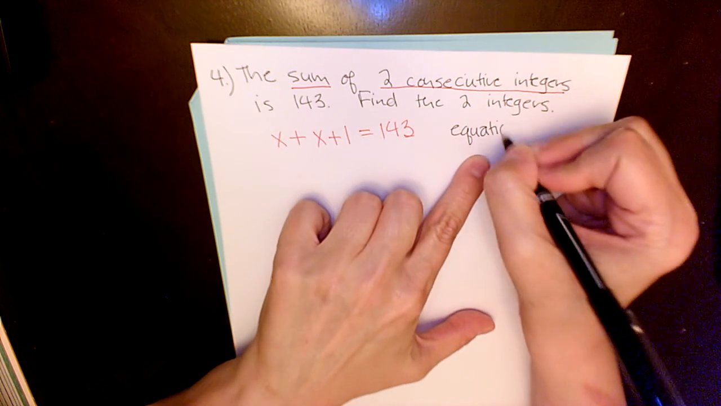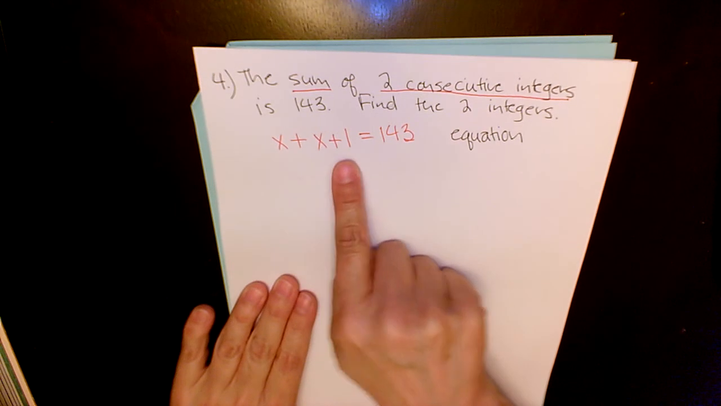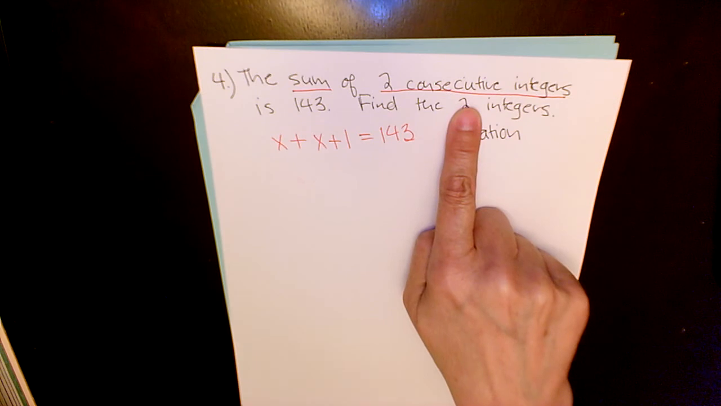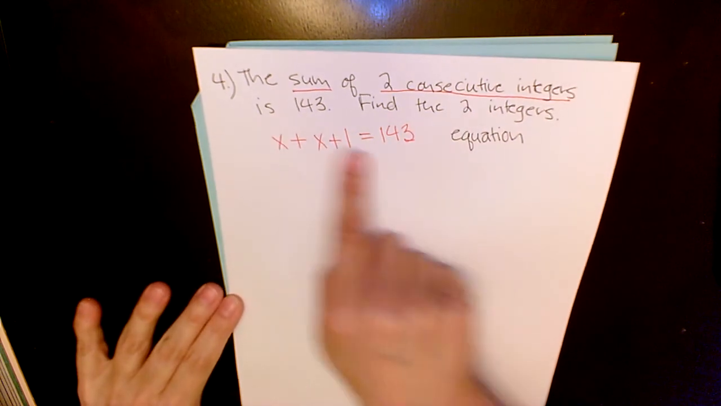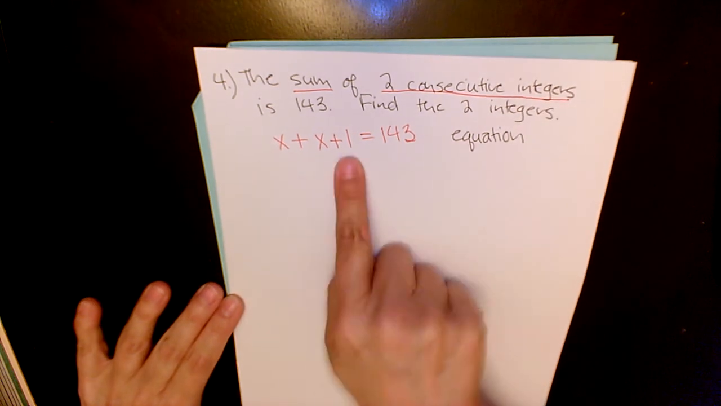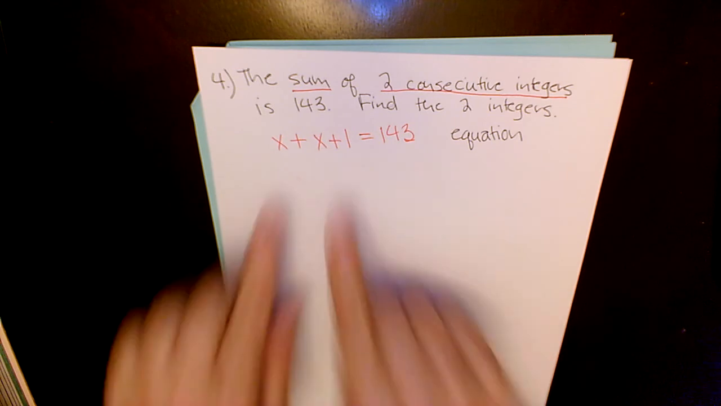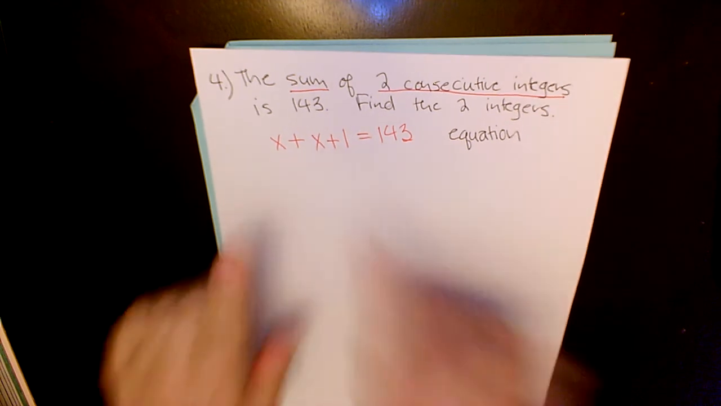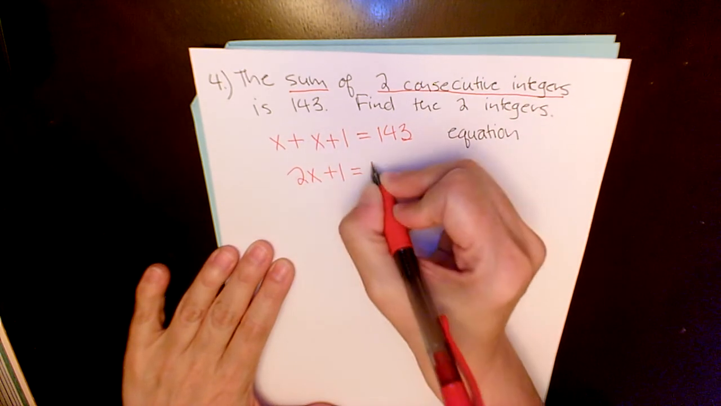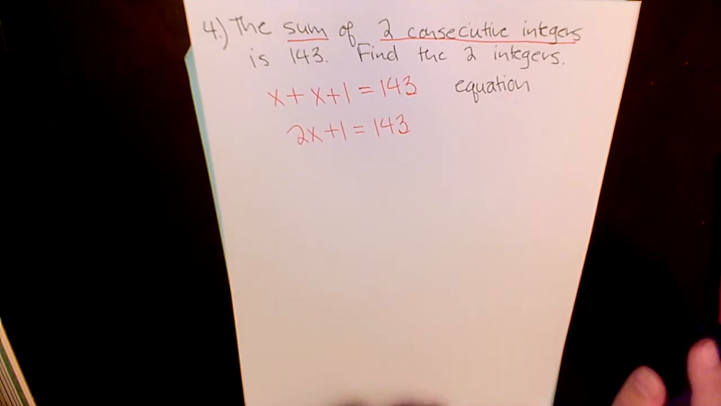We're going to set up the equation, which we just did. So it's x and x plus 1, because they're wanting us to find 2 consecutive integers, equals 143, and we want to find them. So we're going to use algebra to solve this. We've got like terms on the left-hand side. So what's an x plus an x? Well, that's 2x plus 1 equals 143.